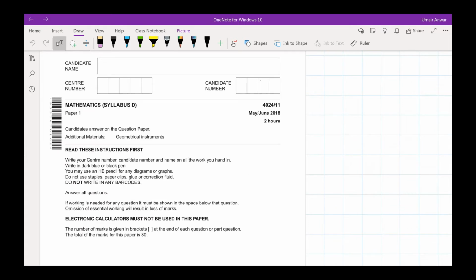As you can see, the duration for this paper is 2 hours and candidates have to answer all the questions on the question paper. Electronic calculators cannot be used for this paper. Answers are to be written with dark blue or black pen. Similarly, the geometrical instruments can be used in this paper for assistance, but calculators are not allowed. The total marks for this paper is 80.